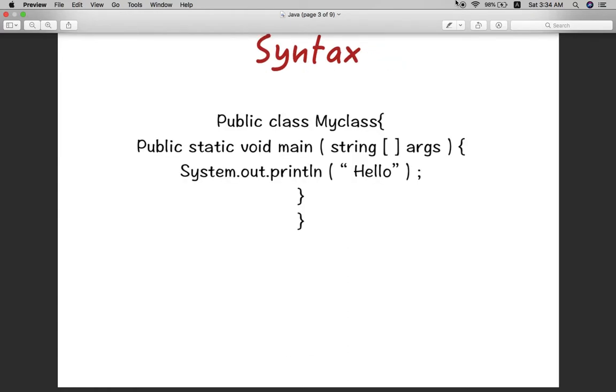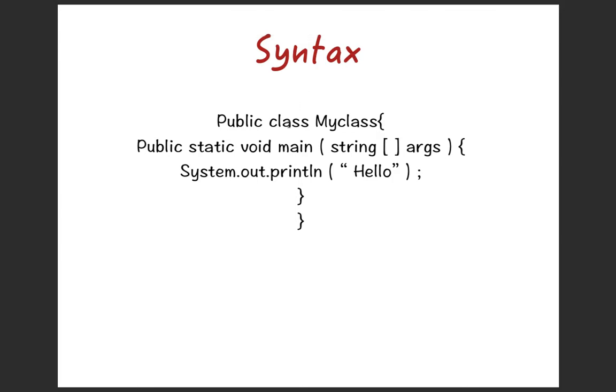Now, what is the syntax? Public class MyClass. Public static void main, String args, System.out.println hello. So you have to understand every single thing. Class basically gives the premier idea for object oriented programming. So whatever should be written, that should be defined by a class. Then we have declared the method public static void main. That is a very important concept. Whatever is written inside the method, that will get executed.